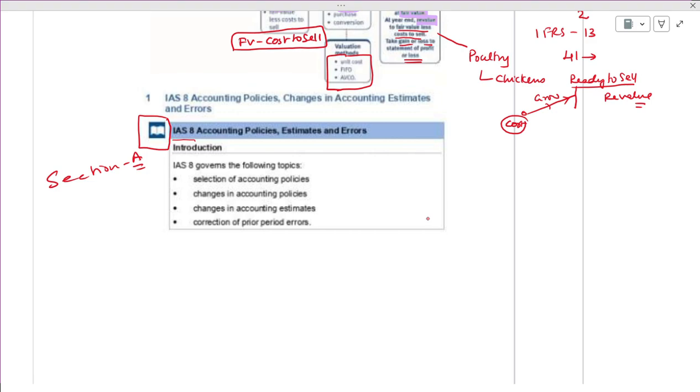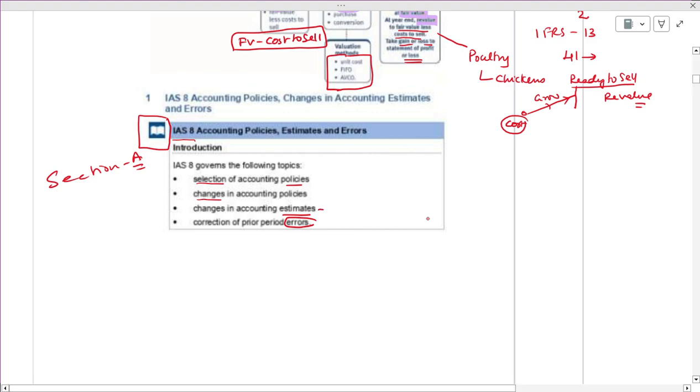IAS 8 governs the following topics: the selection of accounting policy, changes in policy, changes in estimates and errors. If you have made any mistakes, definitely there is correction we can do. Corrections of last year, how we have to correct, again there are rules. When you are selecting an accounting policy, or changing any policy, rules are there.